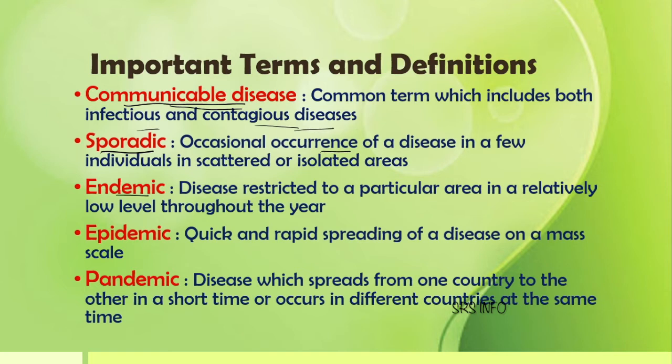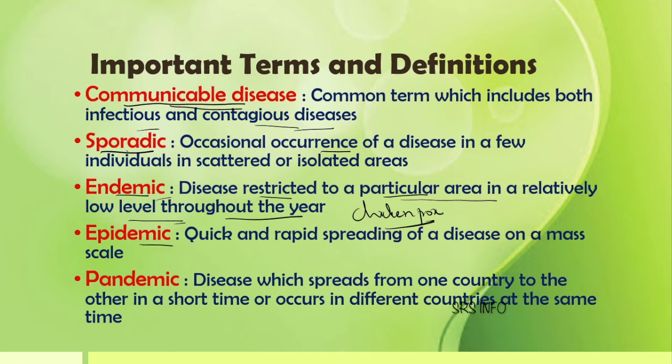Then what is endemic? The diseases which are restricted to a particular area at a relatively low level throughout the year. This is the difference. In sporadic disease, there is occasional occurrence, and for a few individuals. But in case of endemic disease, the disease is restricted to a particular area at a relatively low level throughout the year. There is a possibility of acquiring this disease throughout the year in a particular area. For example, just like chicken pox, even though it is happening to a few people, there is a possibility of this disease happening at a low level of risk throughout the year in that particular area. These types of diseases are called endemic disease.